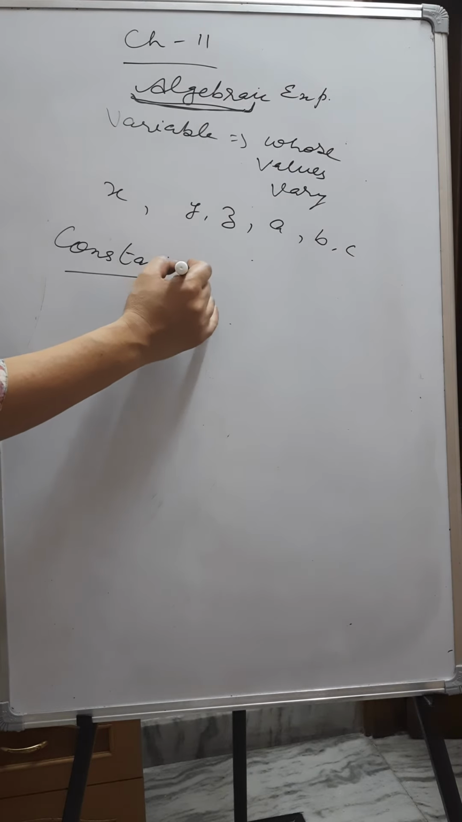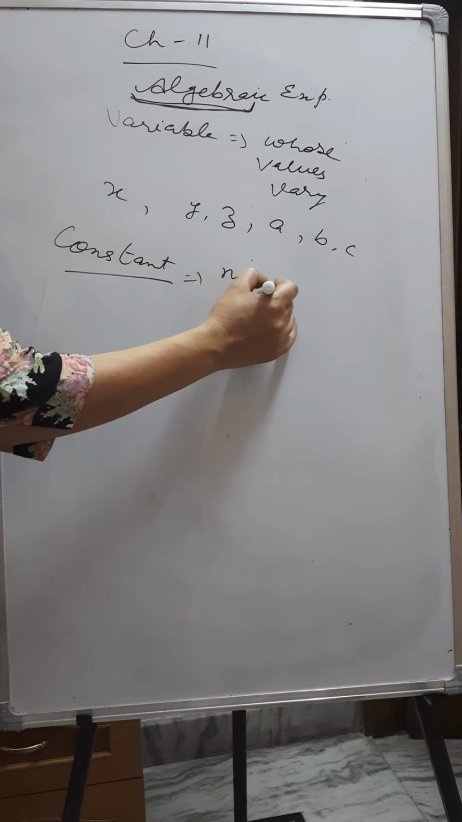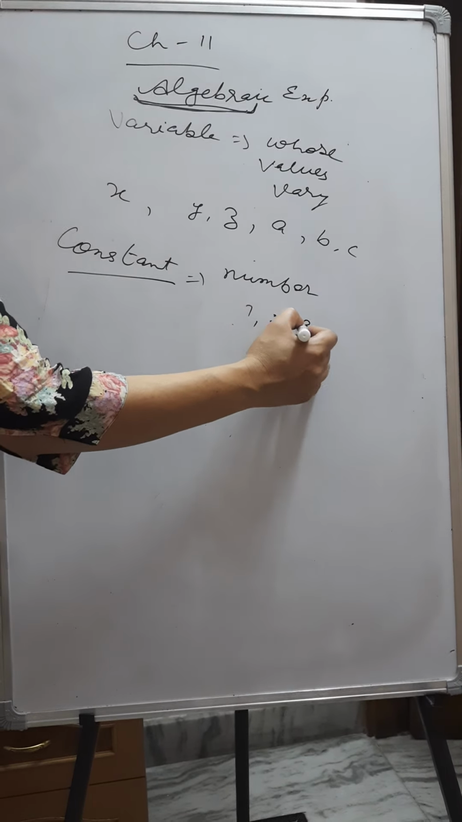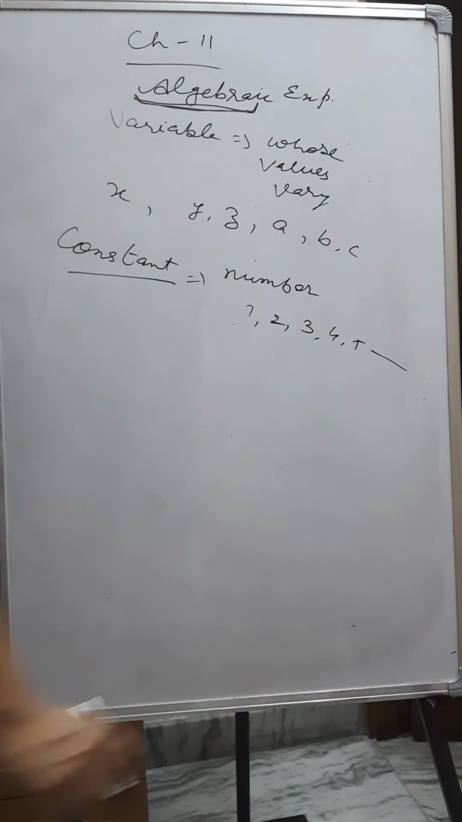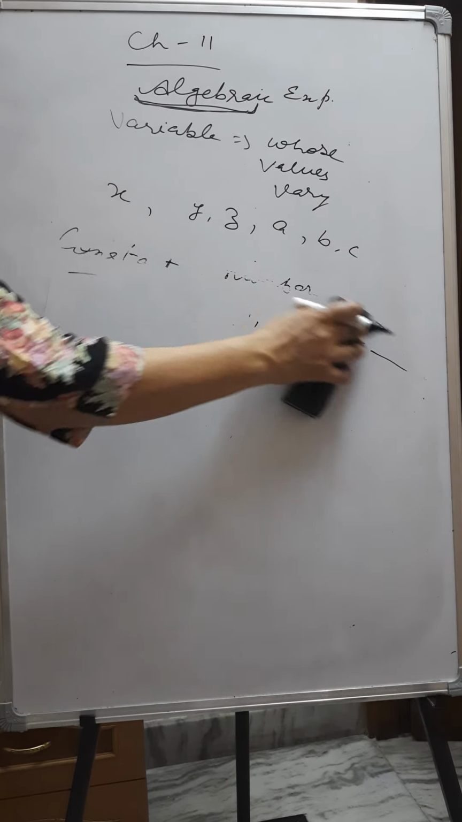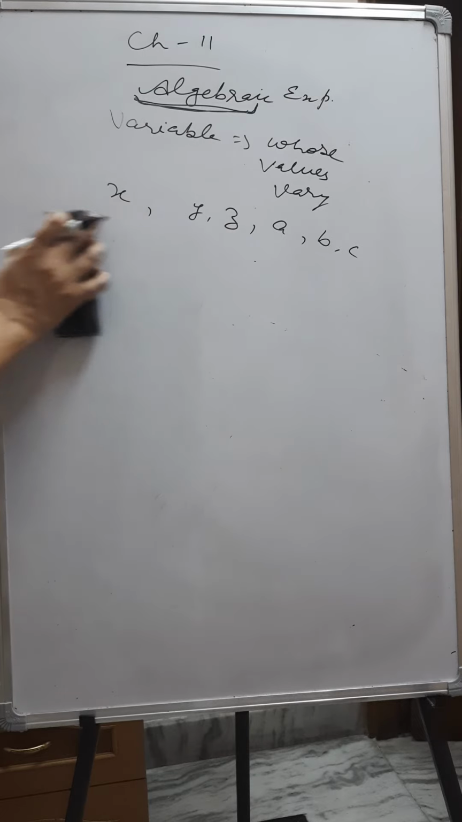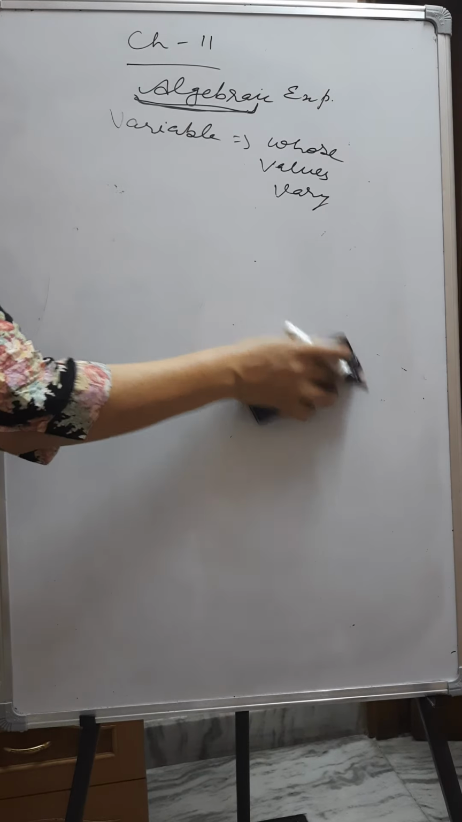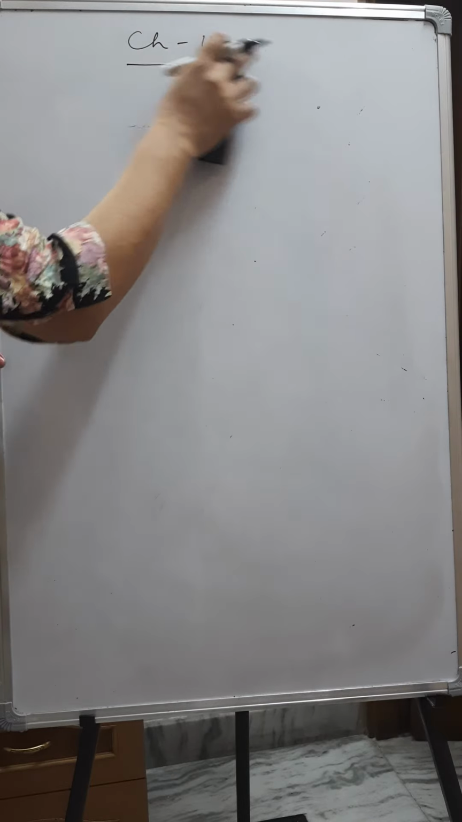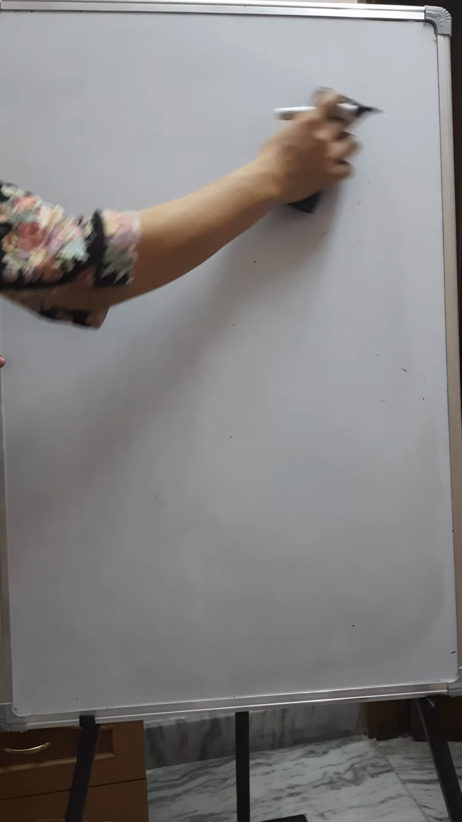Constant numbers, mathematical numbers like 1, 2, 3, 4, 5, 6, these are called the constant. And algebra is the combination of constants and variables. But how does it combine? The thing is this.